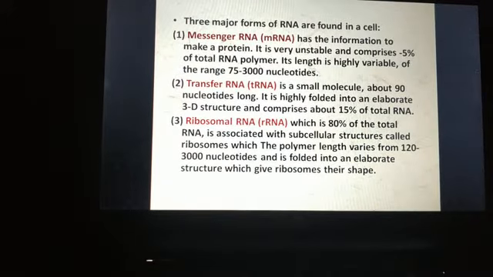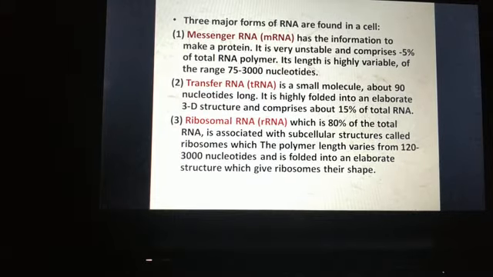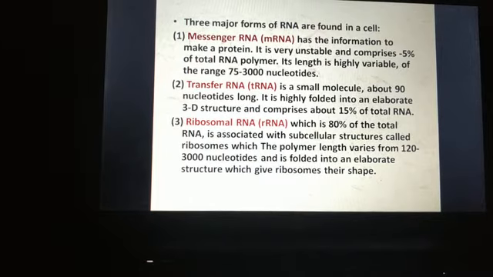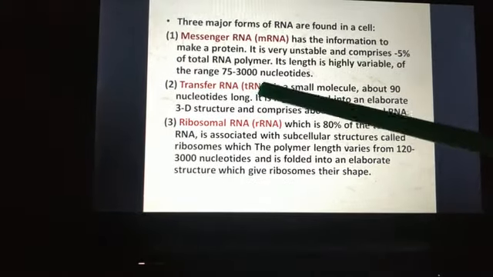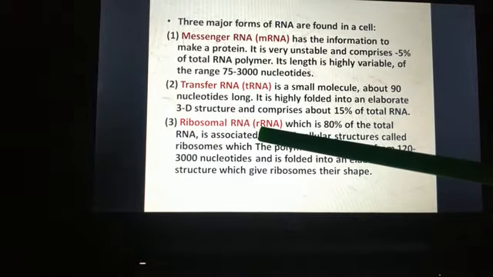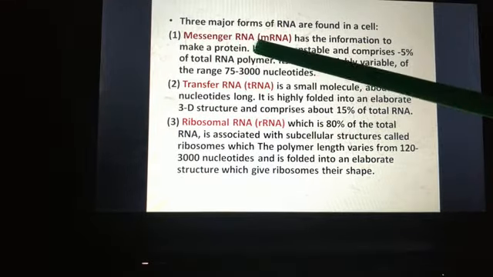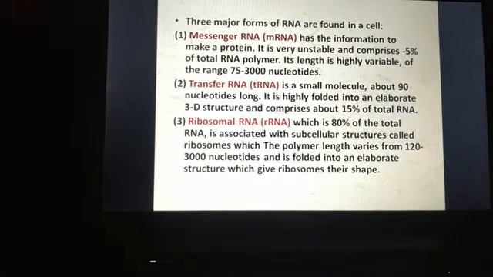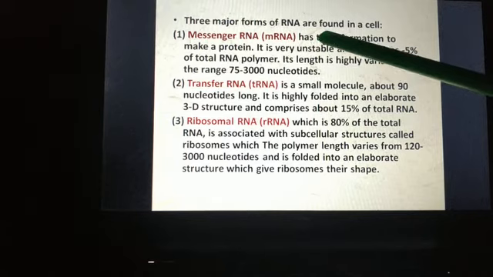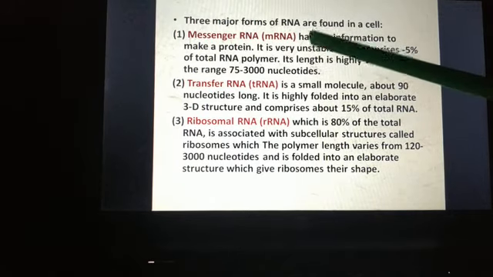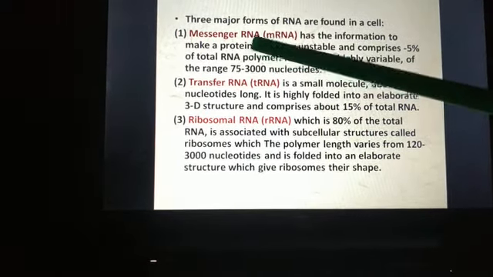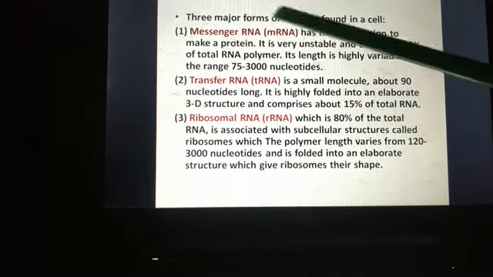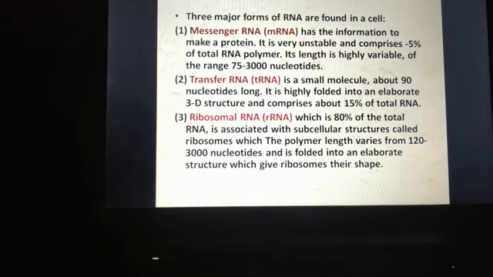Then let us see about RNA. There are 3 major forms of RNA found in a cell. RNA can be of 3 types: mRNA, tRNA or rRNA. Messenger RNA, or mRNA, has the information to make a protein. So this messenger RNA carries the information for the formation of a protein. From RNA we will get protein, right? From DNA to RNA and RNA to protein.